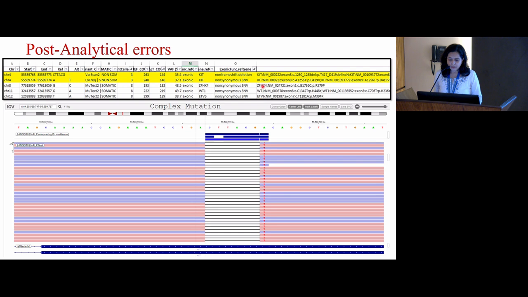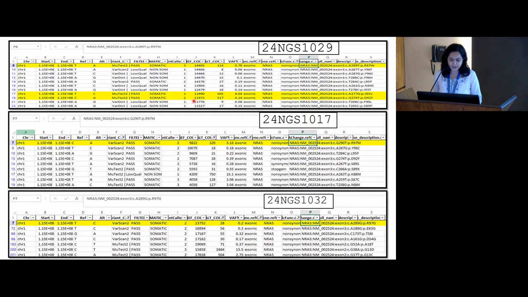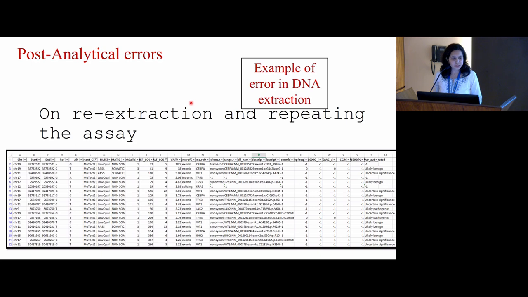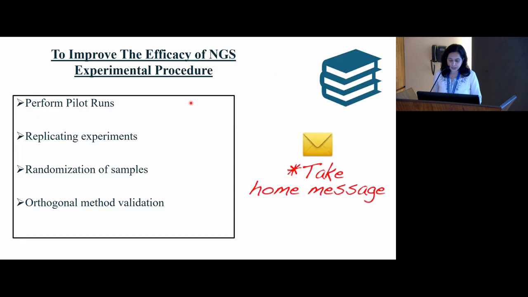Here is an example of a KIT mutation in which, okay, no problem. It is a mixing of some NPM1 and NRAS mutations, in which all these mutations were seen in a number of cases, but when we repeated the extractions, we got clear results, and we could say that it was contamination in the DNA extraction. So the take-home message is that to improve the efficacy of NGS experiments, you have to perform pilot runs and replicate experiments, randomize samples, and do orthogonal method validation.